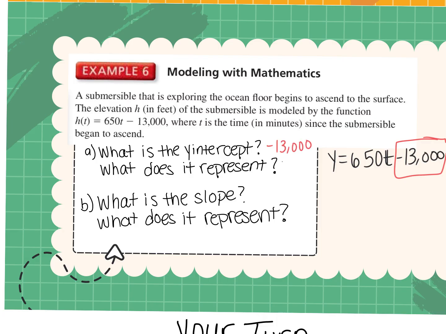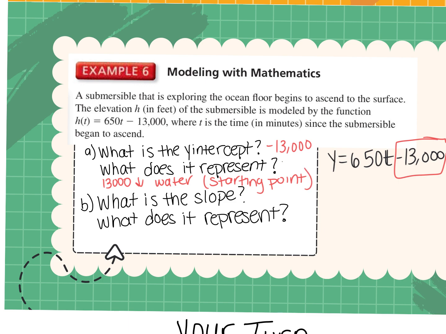What does it represent? It's negative, which means it's less than 0. What that's representing is the starting point. Where did the submarine start? It started 1,300 feet below the sea level. So under the water, right? So 1,300 below the water, right? Which is called the starting point. That's the starting point. The y-intercept is always the starting point.